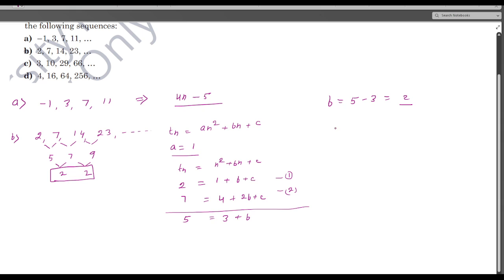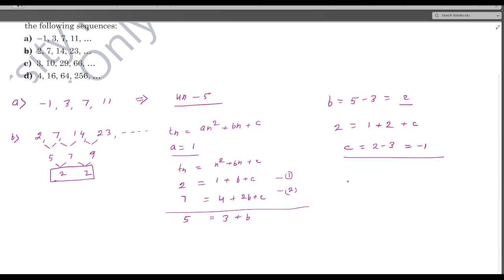And we have 2 is equals to 1 plus b, which is 2 plus c. So this gives you c is equals to 2 minus 3, which is minus 1. So I have a is equals to 1, b is equals to 2, c is equals to minus 1. So my sequence Tn is n square plus 2n minus 1.